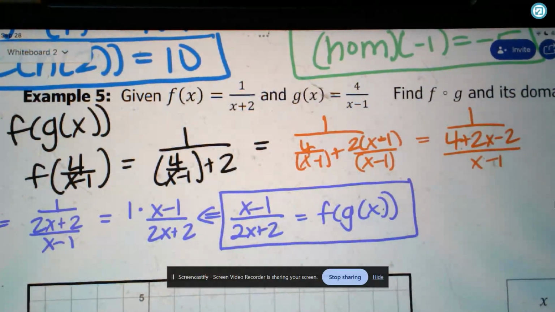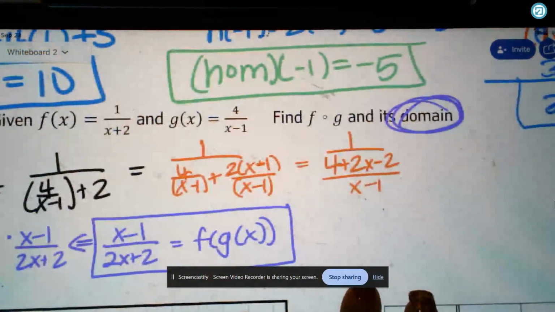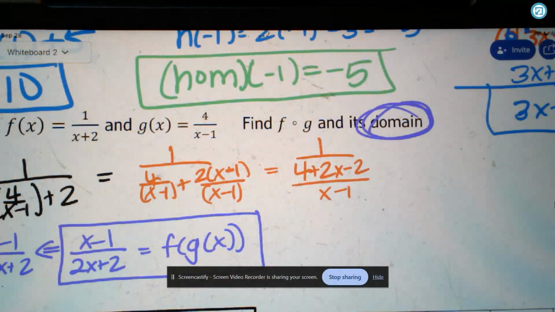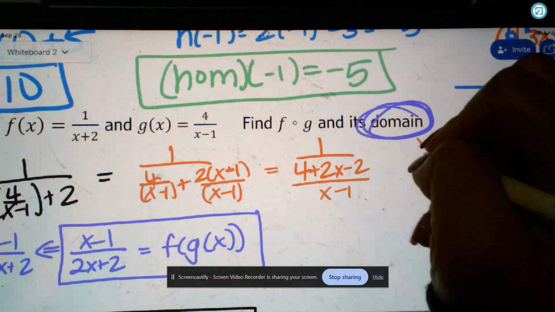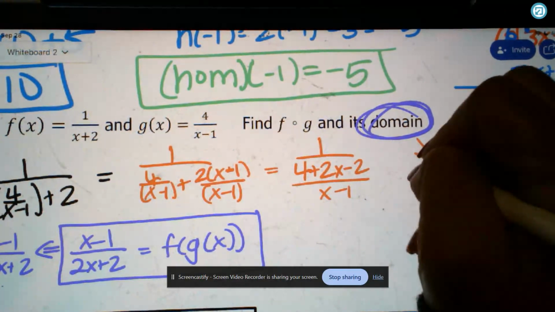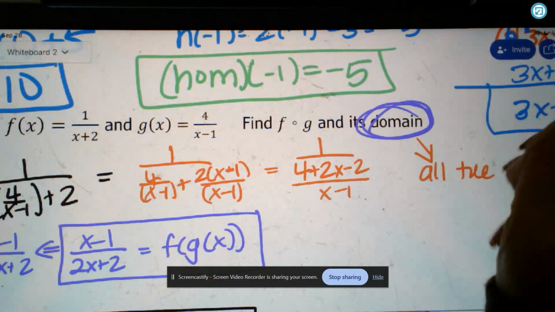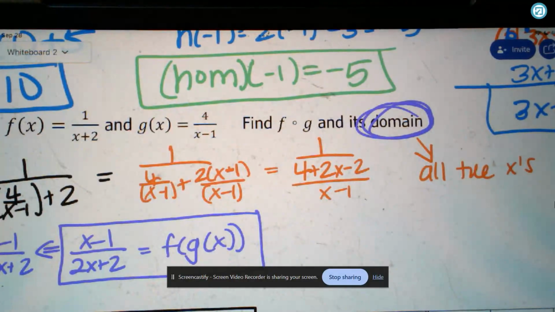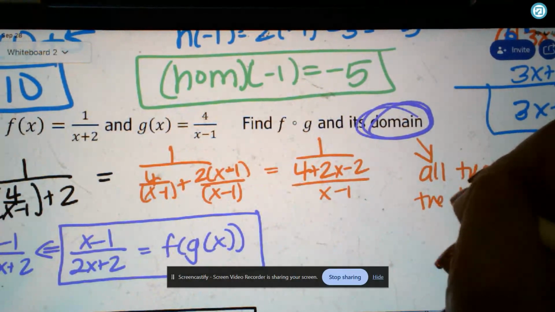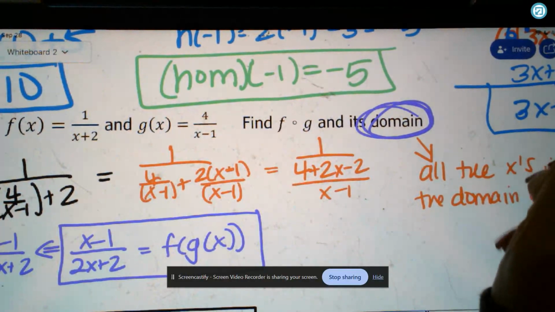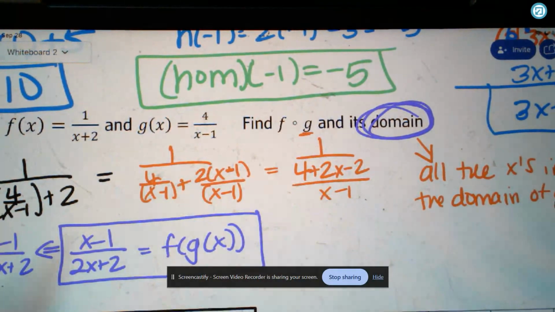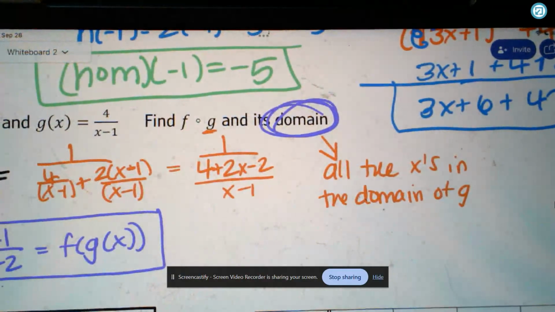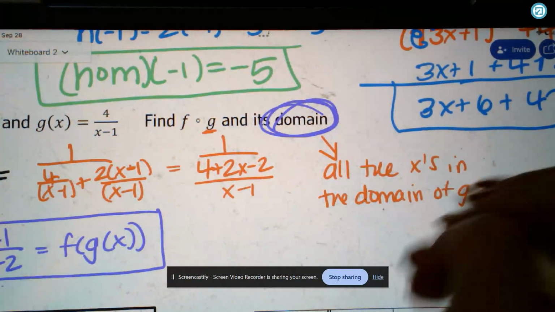Okay, but it also asks us up here to find the domain. So one thing I need you to notice about the domain in this situation, okay, this is all the x's. It's not just all the x's in general, okay? This is all the x's in the domain of g. G is our inside function, in the domain of g that are also in the domain of f of g of x.